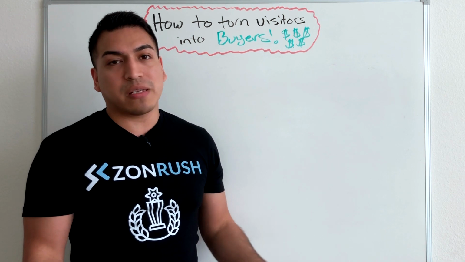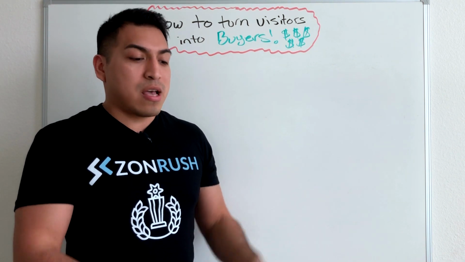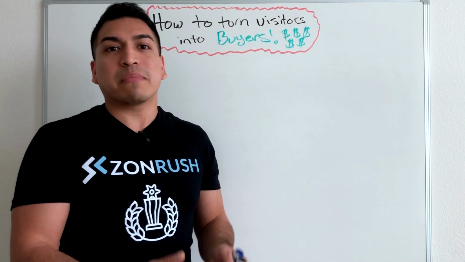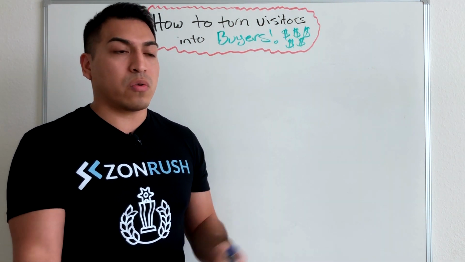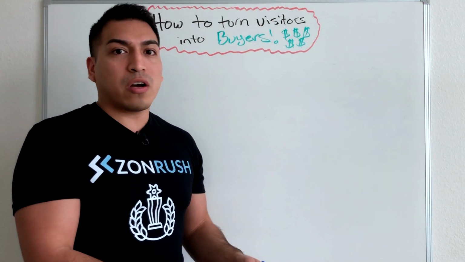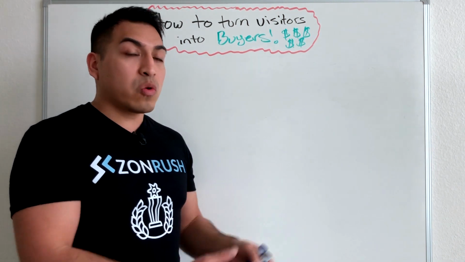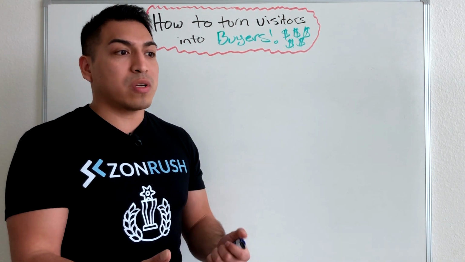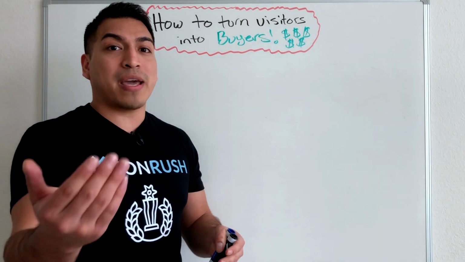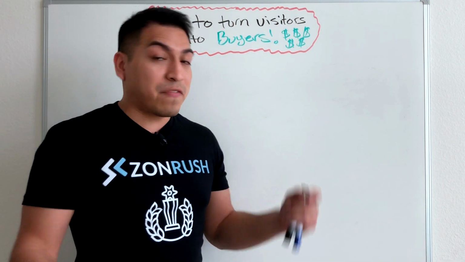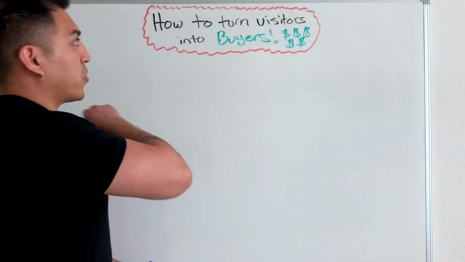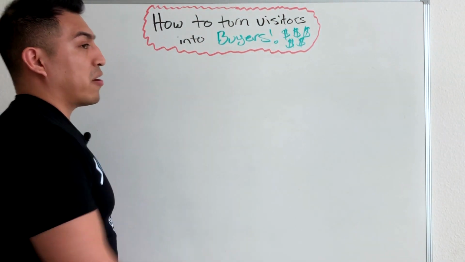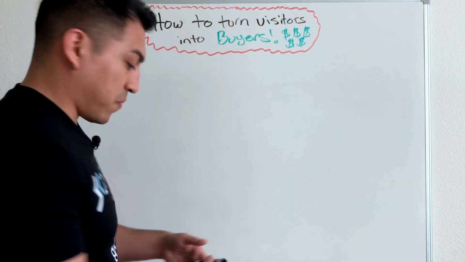Too many times I've seen, especially newbie sellers, they will have the same set of variables without ever split testing anything. So if you really want to know what your numbers are, and if you really want to scale, you have to know essentially what the marketplace is willing to pay for your product. And the fastest way to do that is to split test, okay? So I'm going to show you how to turn more visitors into buyers and jack up your conversion rates, all right?